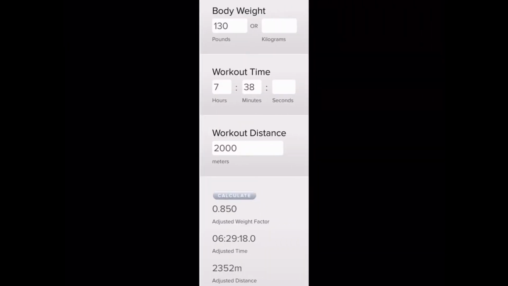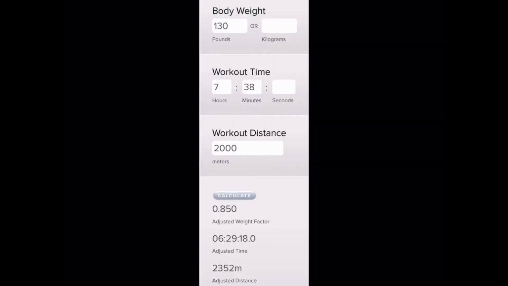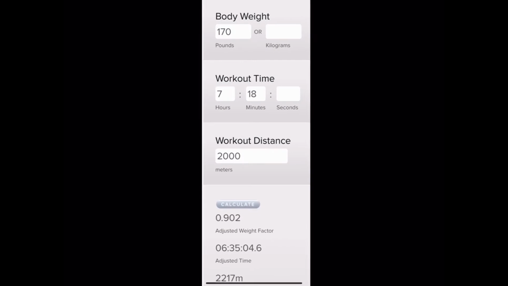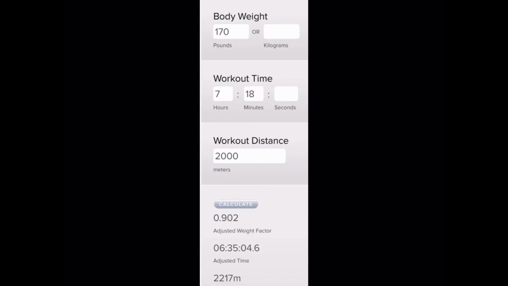If we do the same thing with women at 130 pounds, so lightweight, a 738, 2K, and 2000 meters, we have a 629, 2K adjusted. And when we increase the poundage by 170, we have a 718, so 20 seconds faster, 170, 718, and that's a 635.